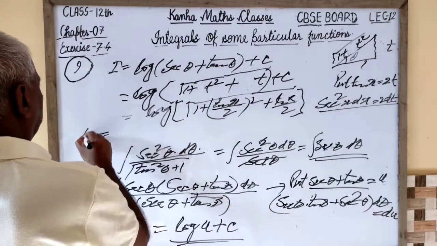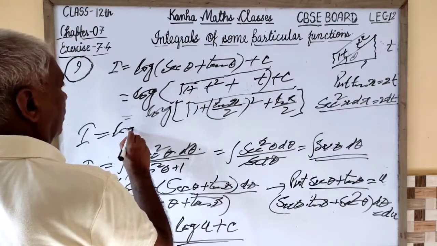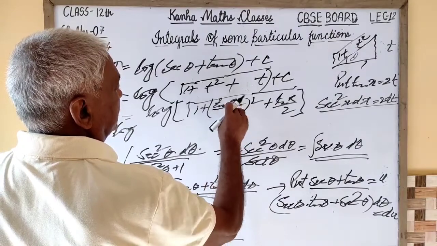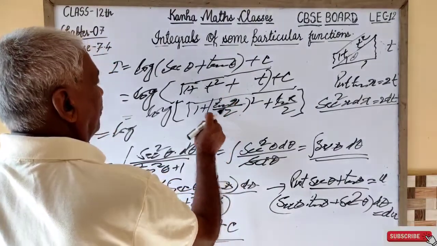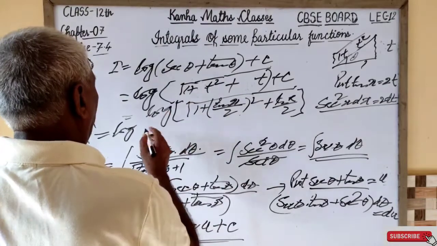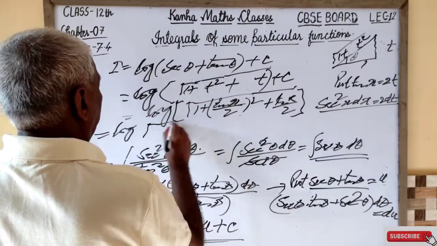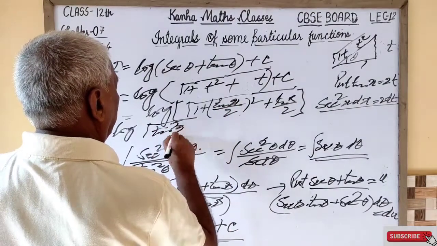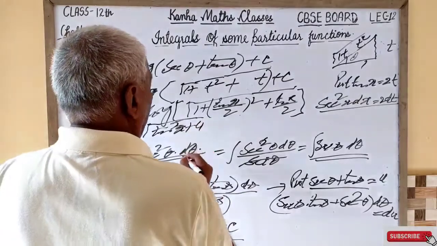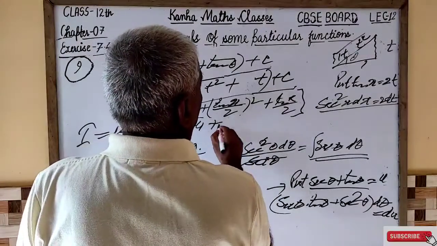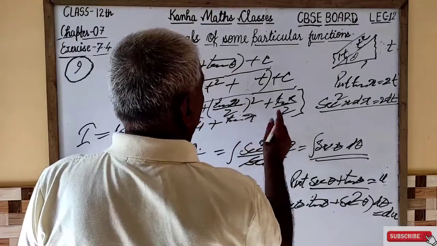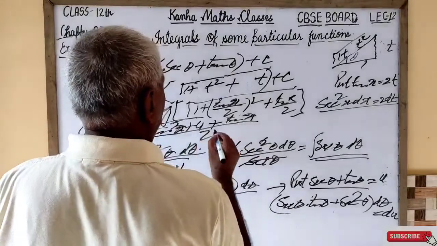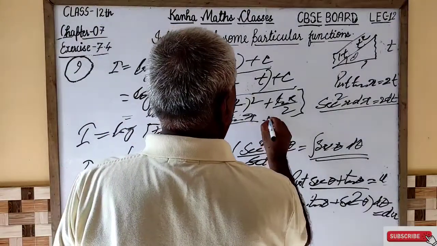Now this will become log of, if you take the square of this, it will be equal to tan square x by 4, 4 into 1 by 4. This is equal to under root tan square x plus 4, and here tan x upon 2 under root 2. Both denominators will be equal to 2, plus c.